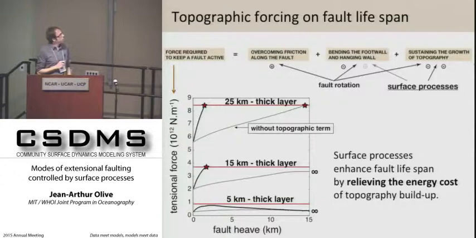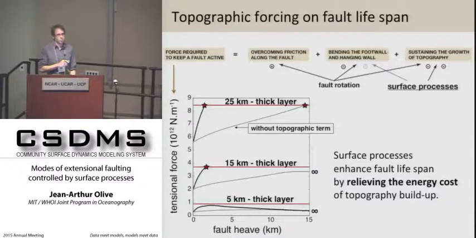Now, if you do this in a 25 kilometer thick layer, the bending terms and the topographic terms now become relatively bigger. So even if you can remove the effect of topography, it's not enough to take you to a regime where you could grow faults forever, but you can still significantly enhance their lifespan. And in a case where the faulted layer is very thin, then it doesn't really matter anyway, because those two contributions are relatively small, and you can keep a fault active for a pretty long time.